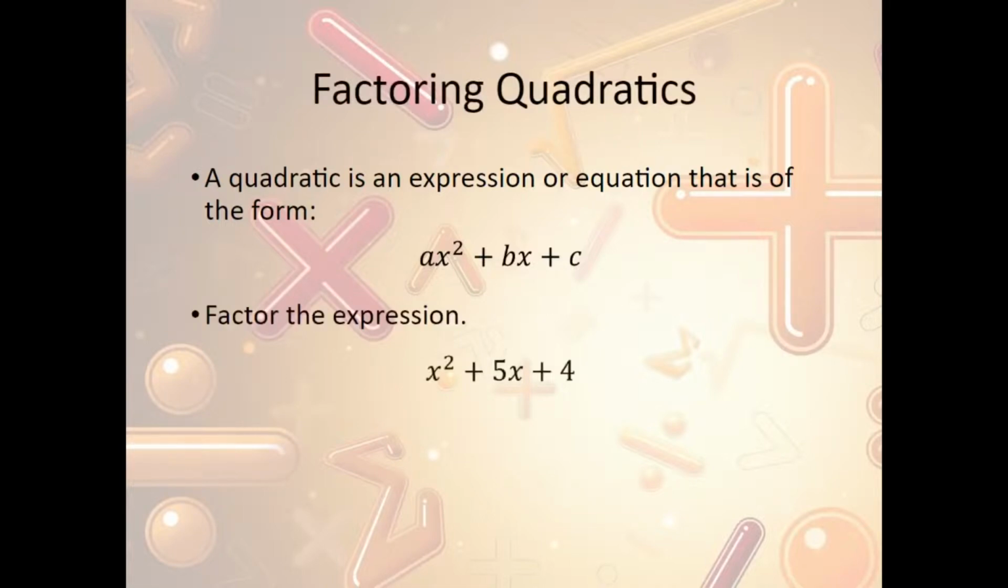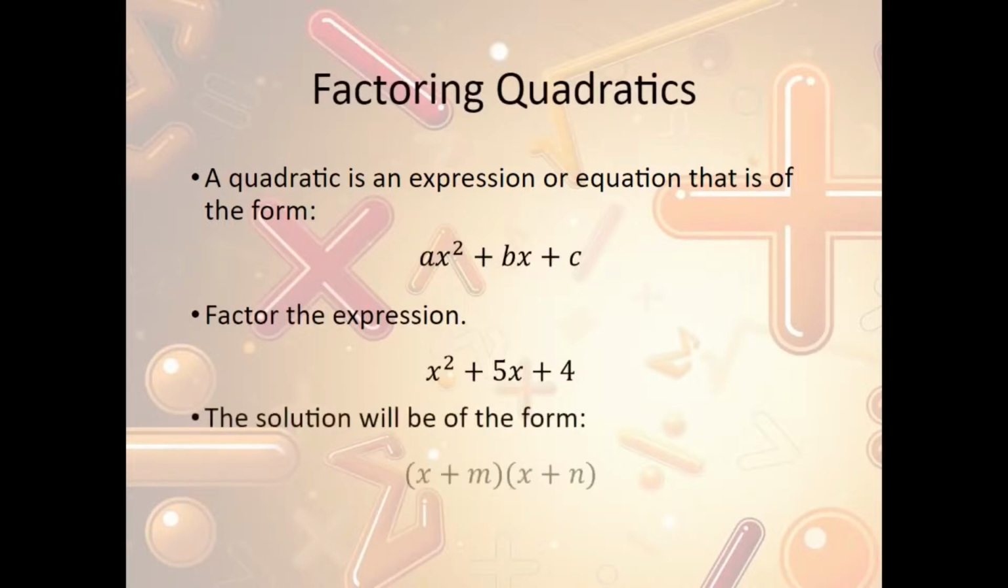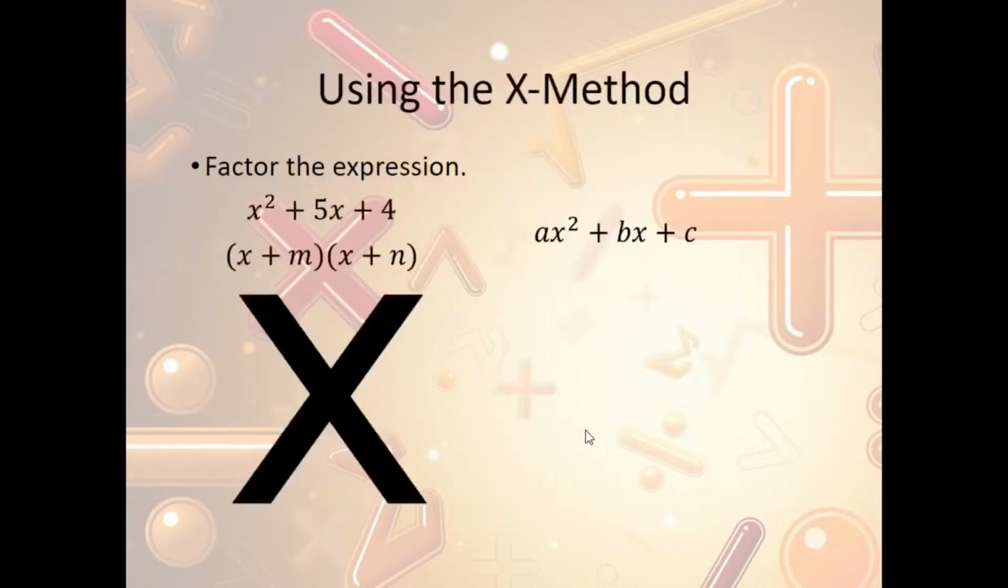So if I ask you to factor this quadratic, x squared plus 5x plus 4, the solution is going to be of this form: x plus m times x plus n, and m and n will be some number. So we need to figure out what numbers need to go in these two spots. And the way we do it is by using the x method.